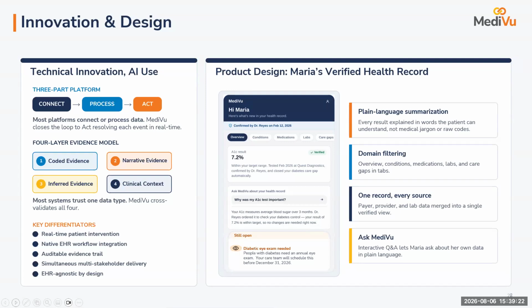Even better, Maria can use our Ask MediVu AI tool to proactively manage her care. She can ask, what health test or appointment should I have had this year that I haven't done yet? MediVu compares her data against official quality guidelines and shows her in plain language that her A1C gap is closed, but her diabetic retinal exam is still due this year. Every inference is explainable, every step HIPAA compliant, every action auditable. No black boxes, no exceptions. Because dumb, dirty data remains dumb and dirty, even with a pretty interface, we fix the data first, then we deliver it.